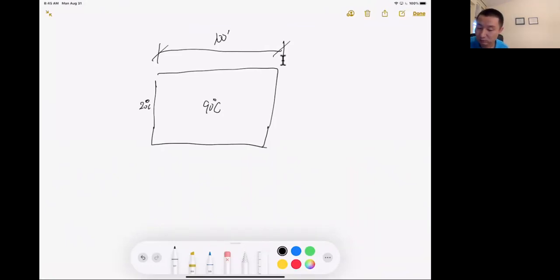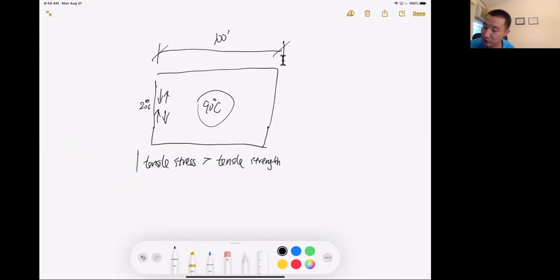So that will cause the outside concrete to shrink, but the inside to expand. And because concrete is very brittle, that difference in expansion and shrinkage will cause a so-called tensile stress. If the tensile stress of concrete is larger than its tensile strength, the concrete will crack. By using type 4 cement, we can reduce the temperature inside the concrete, so reduce the tensile stress, and make the concrete less likely to crack.